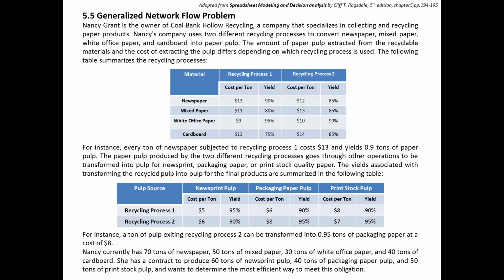As mentioned earlier, a generalized network problem is one where losses or gains happen during the transition process. In this case, we have loss because of the yield rate. For each ton of newspaper that goes through the first step of recycling process 1, 0.1 ton will be lost because the yield rate is 90%. When the paper pulp goes to the second step, there will be a different yield associated with it.